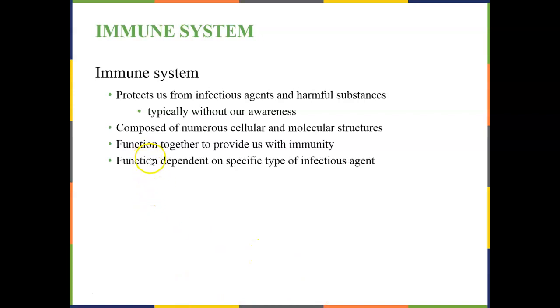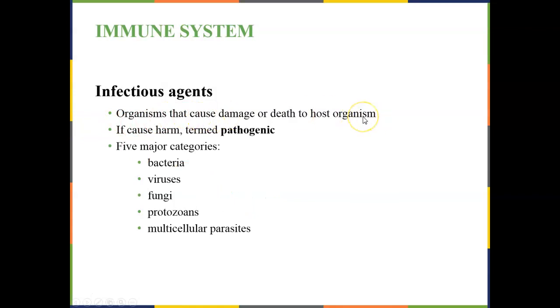The immune system functions to provide us with an immunity to certain diseases, and the type of immunity and the type of function that occurs is specific to infectious agents. So, what are infectious agents? They are organisms or materials that can cause damage or death. And if they cause harm, they're called pathogens. So there are 5 major categories of pathogens: bacteria, viruses, fungi, protozoans, and things like worms that can cause us harm.